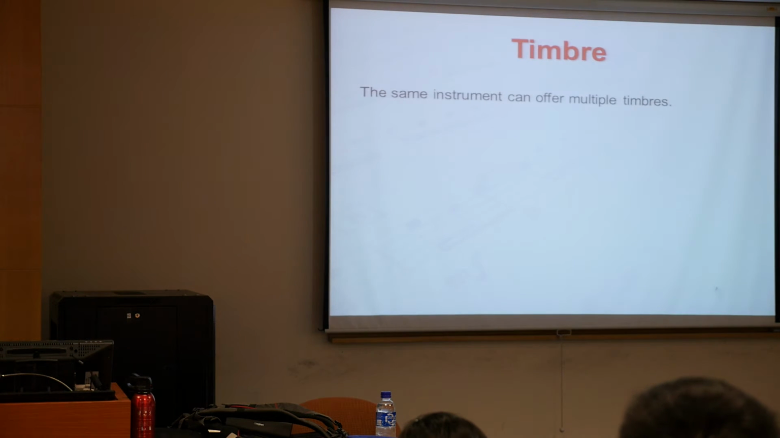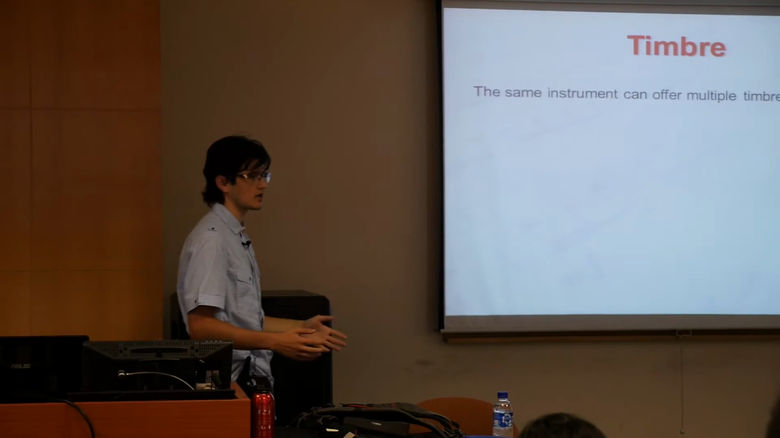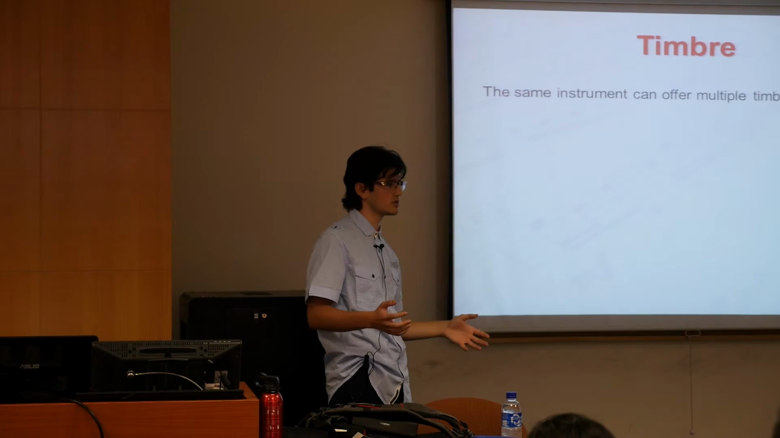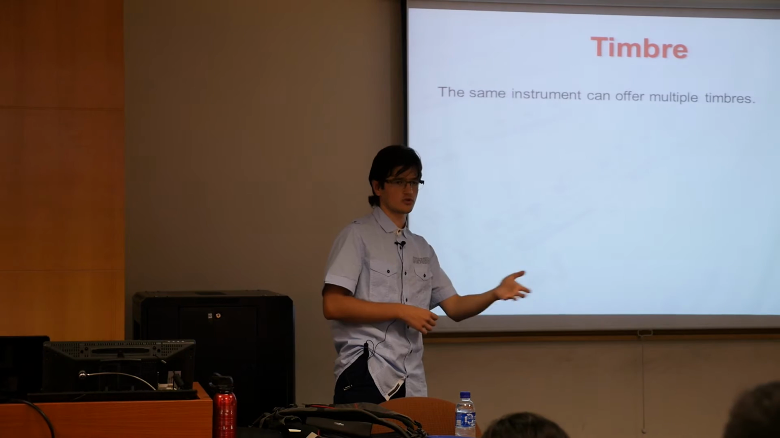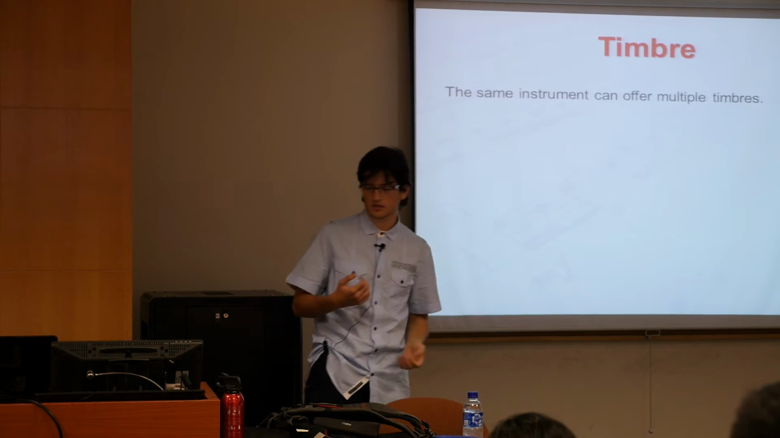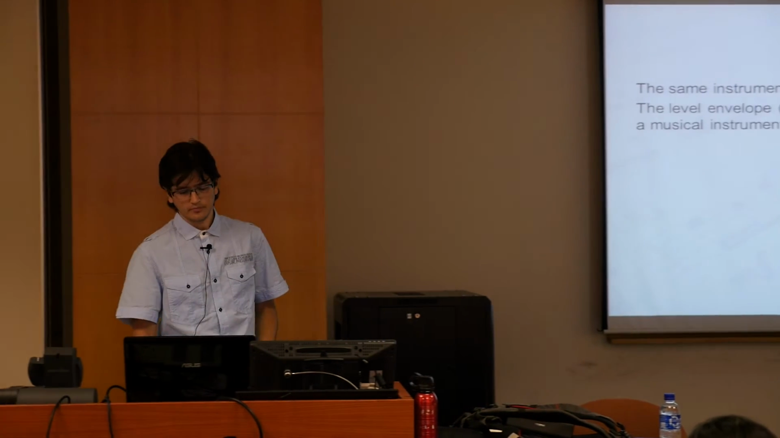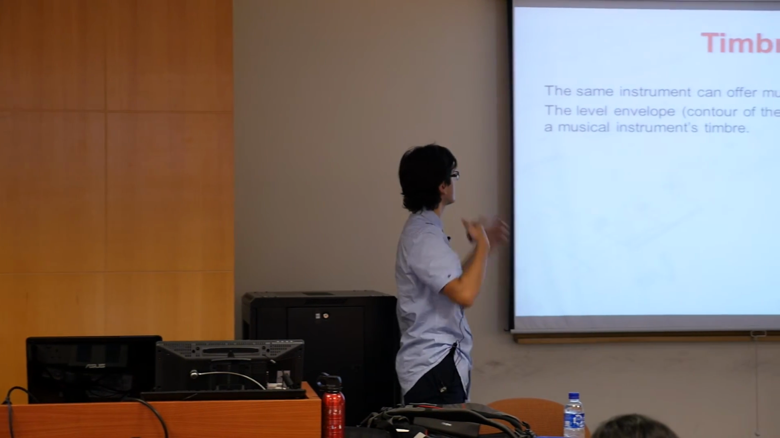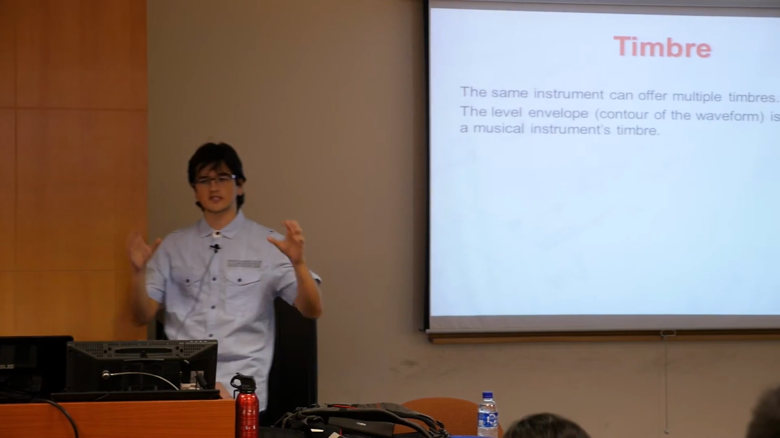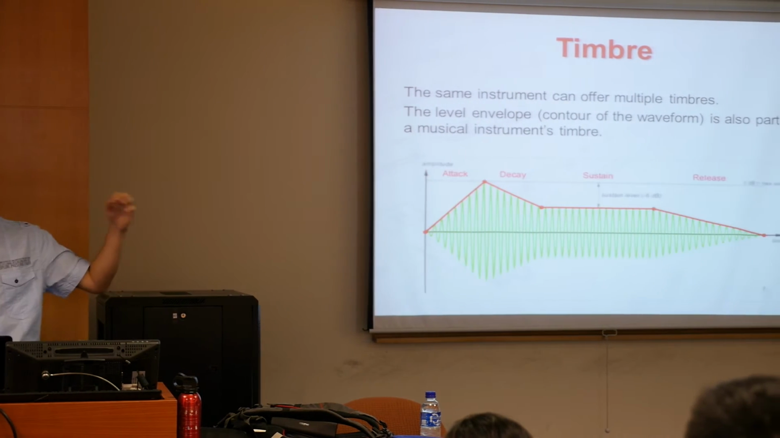Now, a couple of things about timbre. The same instrument can offer multiple timbres, right? Through a lot of switches, or in the case of electric guitar, as you saw in the recording studio, through processing and stuff. And another important component is the level envelope. So not just the spectrum envelope, not just the contour of the spectrum.